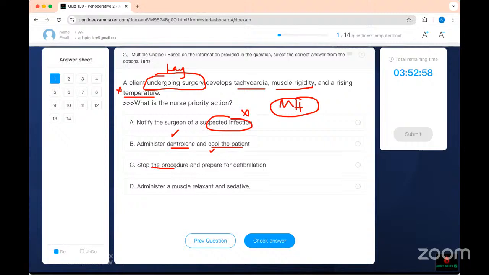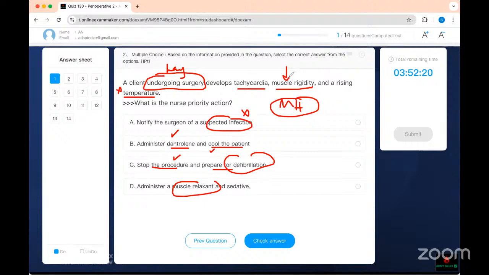Stop the procedure and defibrillation. We stop the procedure, but we don't need to defibrillate. I did not tell you the patient is in VFib. You see how you don't fall for some answers that don't answer the question. Defibrillation is the trap. But you know this patient, if he's malignant hyperthermia, is not in VFib right now. The muscle relaxant is there to trap you with rigidity, but it's not going to take care of the tachycardia and temperature. At the same time, I don't need to sedate you anymore.